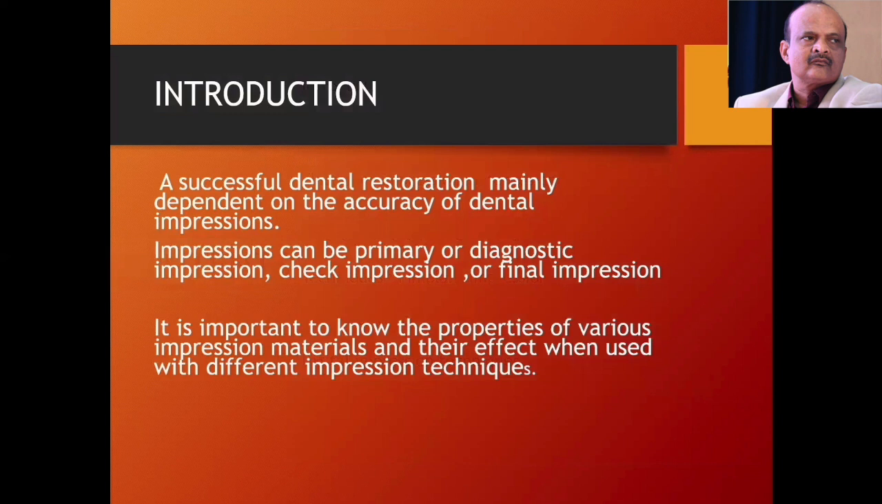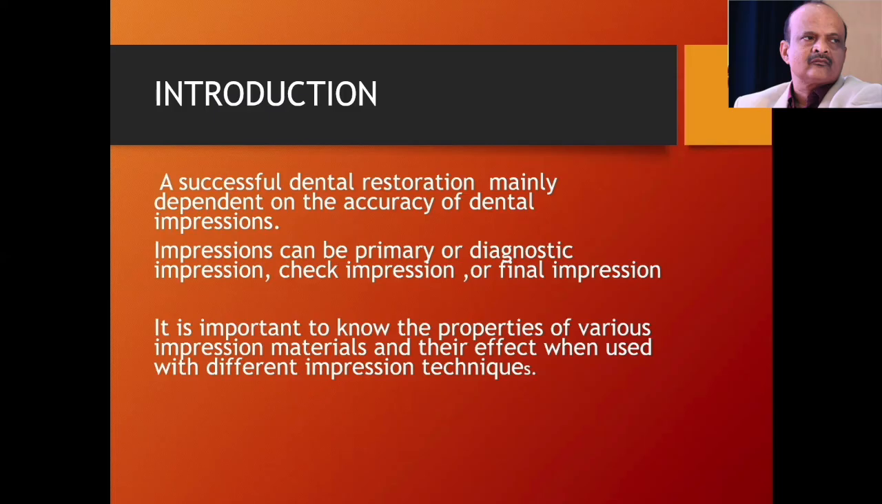Successful dental restoration mainly depends on the accuracy of the dental impression, and an impression can be a primary impression, a diagnostic impression, or a check impression, which we make during the process of tooth preparation to see whether the clearance is adequate, angulation is correct, and so on. And once we finish the entire preparation and soft tissue management, we make a final impression.